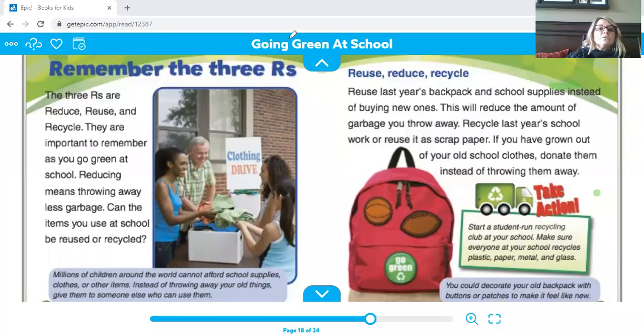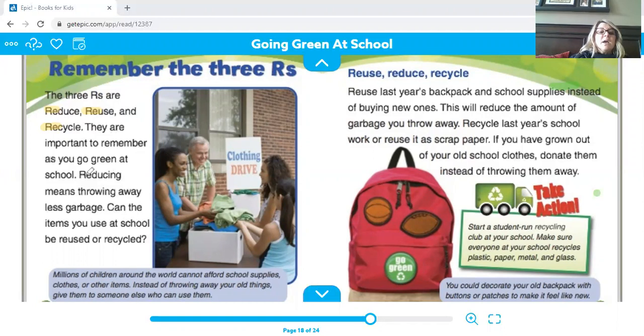Okay. So the 3 R's are reduce, and I see a prefix there, and reuse and recycle. Look at those prefixes. So I know that re means to use again or to do again, right? So if I think about that, to reuse is to use something again. To reduce, we're going to use less of it. And to recycle, we talked about that. That means we use another cycle. We do it again, that cycle again. They are important to remember as you go green at school.